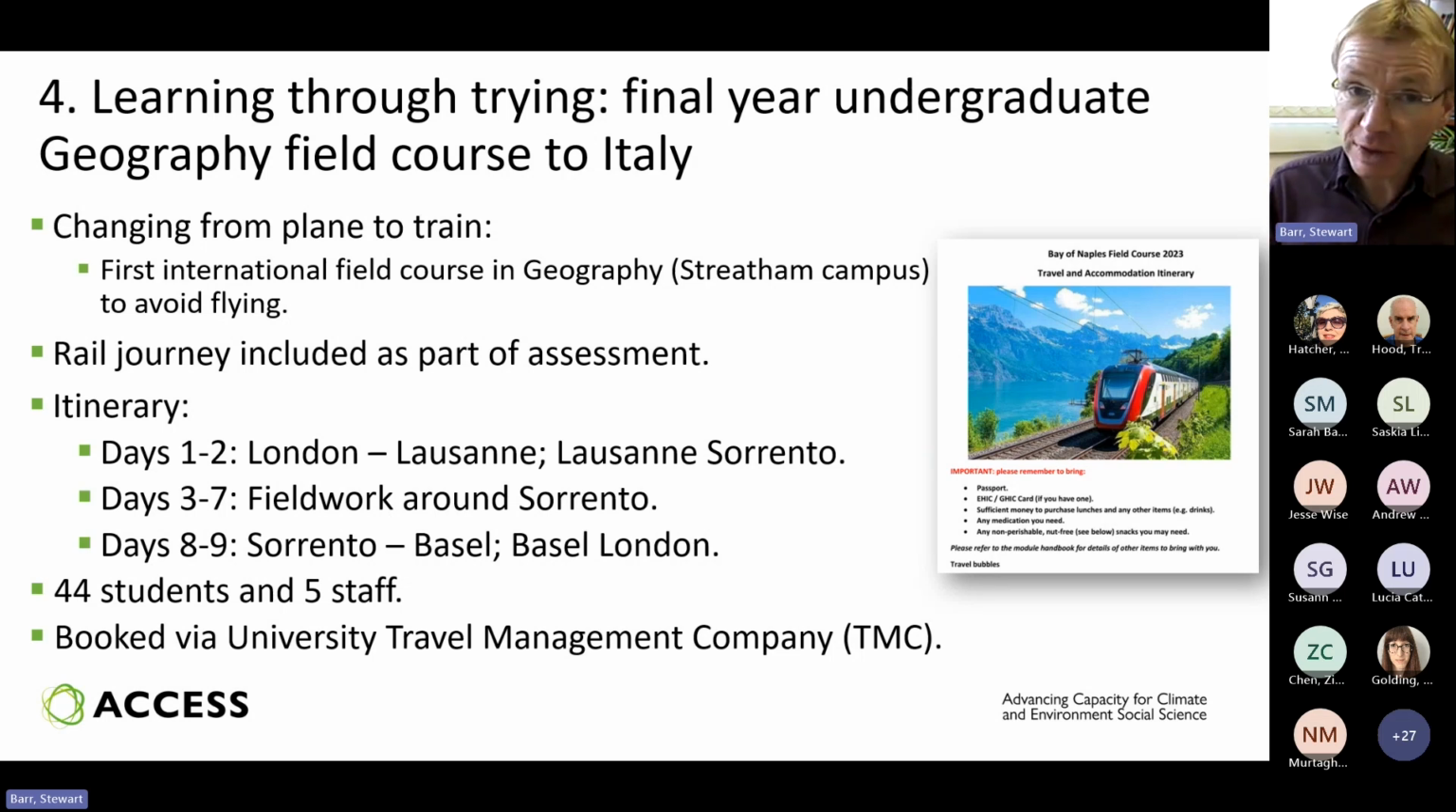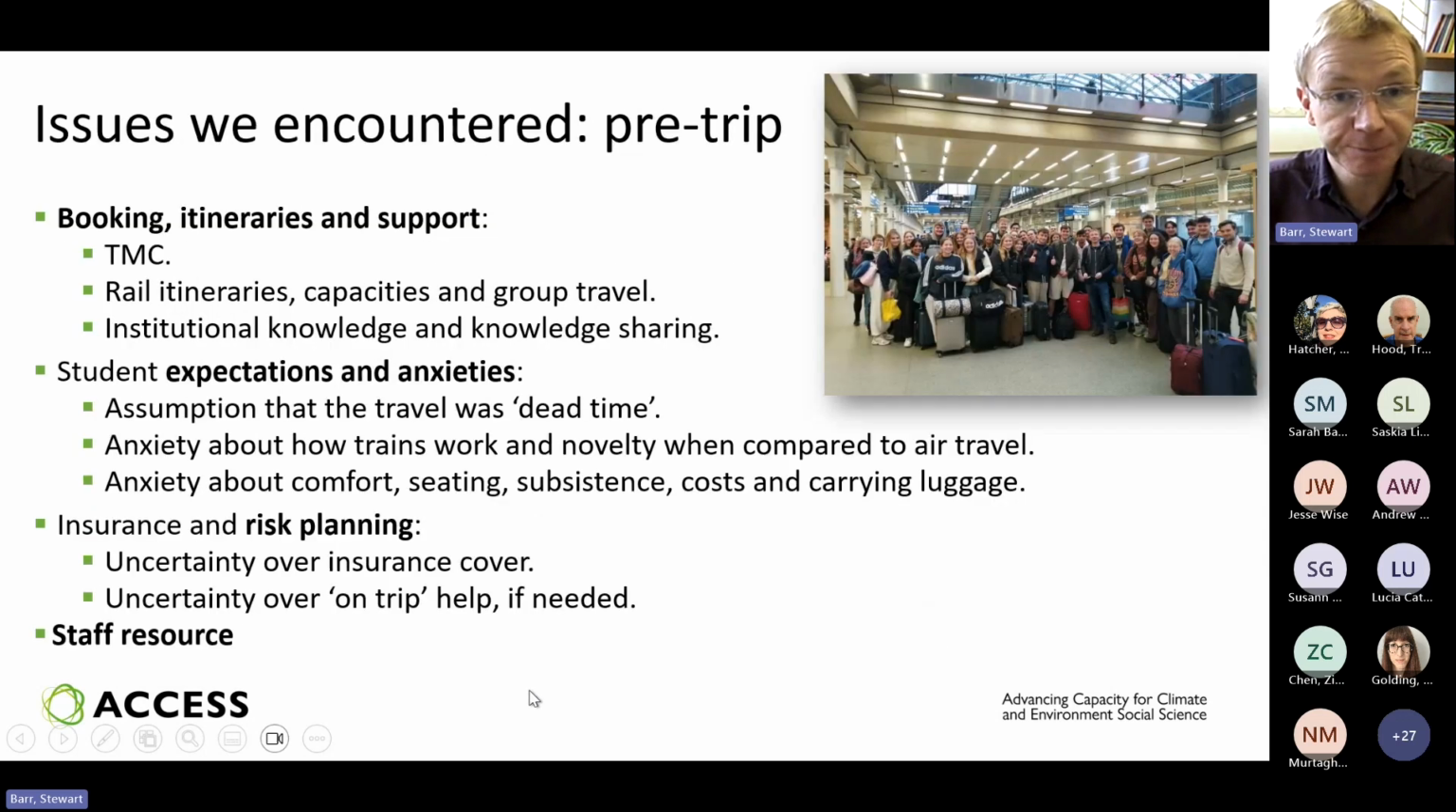So this was our first attempt in the geography department at the campus I work on to take a field course by train internationally. And you can see on the itinerary there, effectively you have 2 days travel out, 2 days travel back, and you have 5 days field work based in Sorrento in the Bay of Naples. Quite a lot of students. I wouldn't recommend taking that number of students that distance again. And we booked it via our university travel management company, which is something we've changed since then.